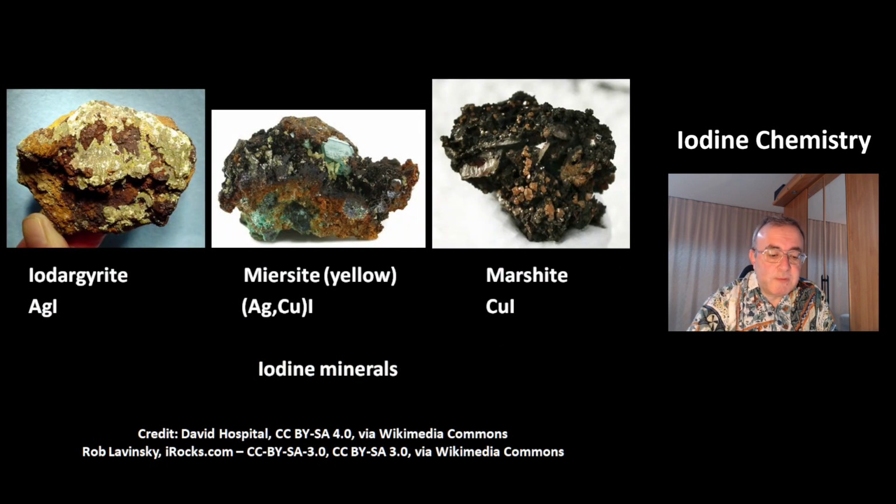These are three examples of iodine minerals. At the left, that's silver iodide, AgI. In the middle, it's meersite, which is the yellow, that's meersite, which is silver copper iodide, and at the right, that's marshite, which is a copper iodide.